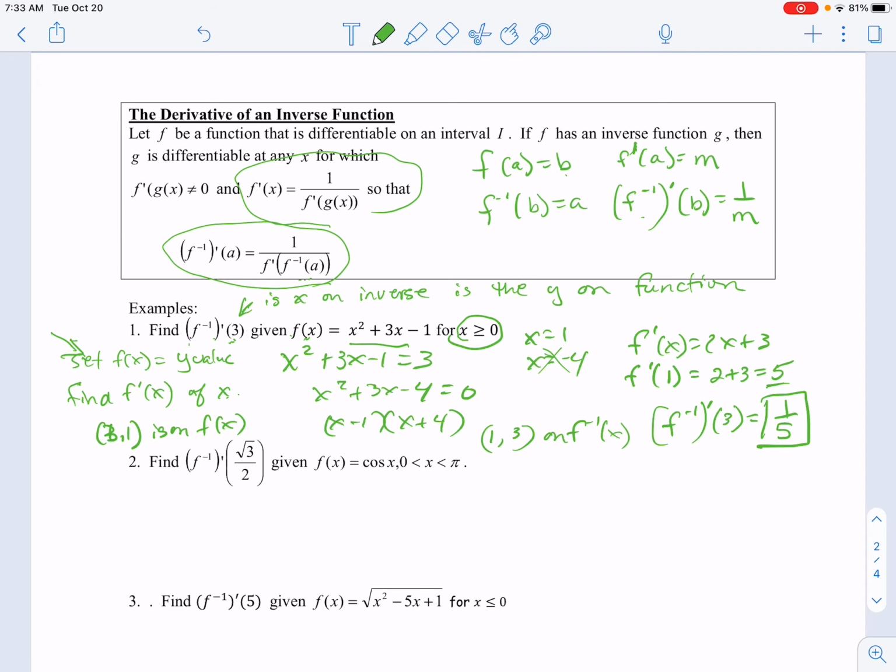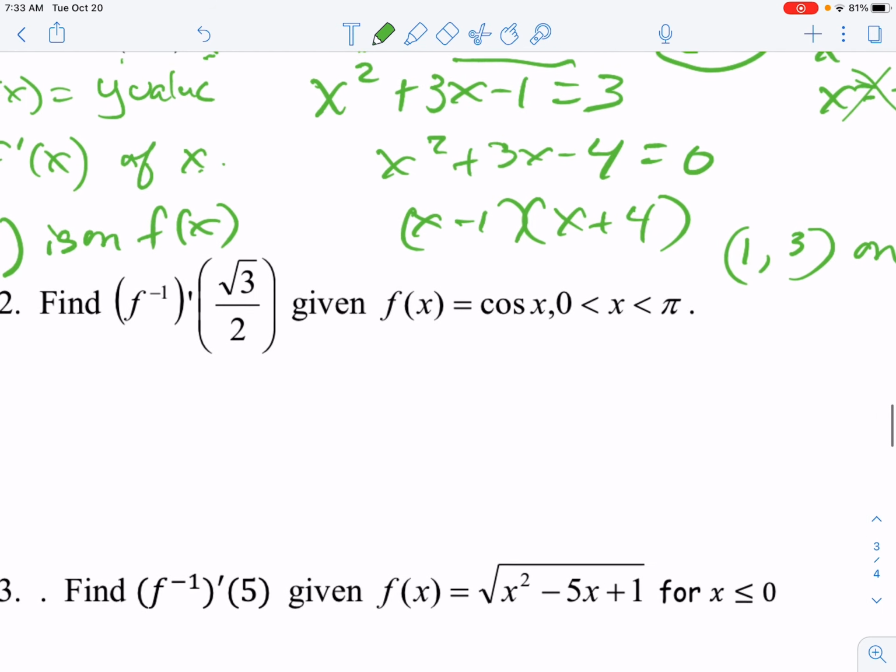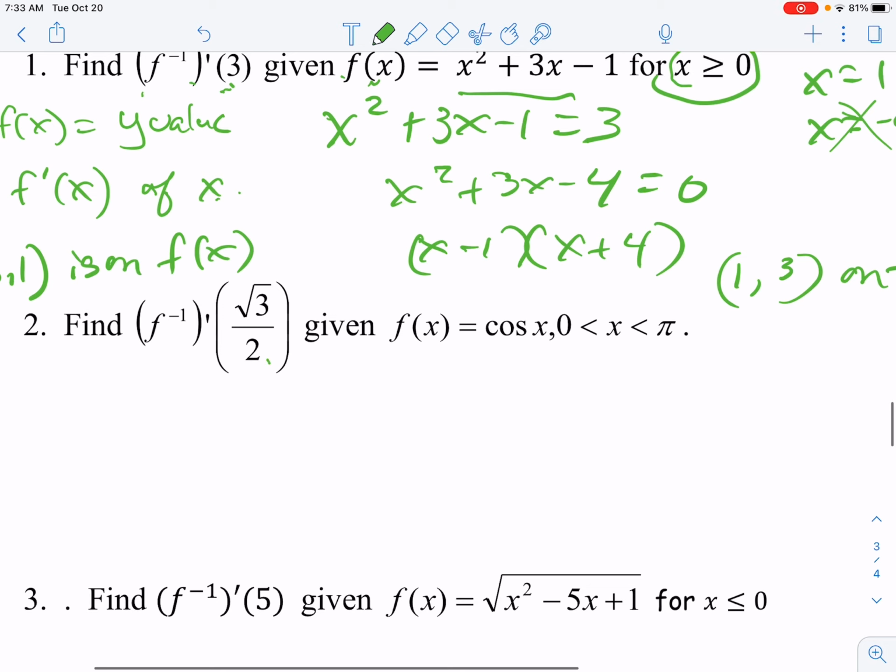Okay, so let's do another one. I have the cosine of x. This is the y value on this function. So the cosine of x equals root 3 over 2. They're looking for an angle between 0 and pi, where the cosine is root 3 over 2. So I believe that's pi over 6.